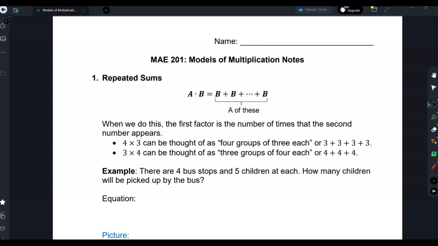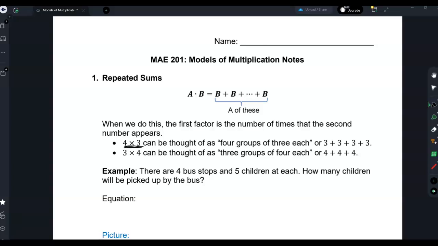Usually the first and most common way of describing multiplication or explaining what multiplication means is by using a model for multiplication of repeated sums, or we'll sometimes call this repeated addition. So the idea that if we were to add the same number over and over again, that's the same idea as multiplication. So for example, if we had 4 times 3, we can think of that as 4 groups of 3 each, or the number 3 4 times. And so we could think of that as repeated addition.